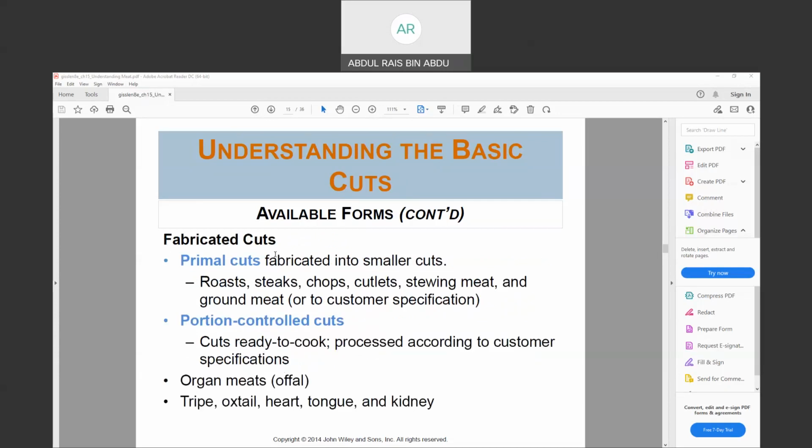Fabricated cuts are primal cuts cut into very small pieces, and this is used for roasting, making steaks, chops, cutlet, stewing meat, or ground meat. Portion control cuts, they are cuts into ready to cook, processed accordingly to customer specification.